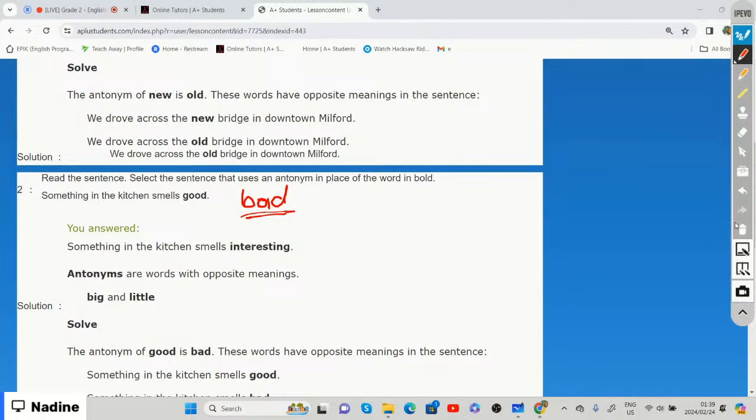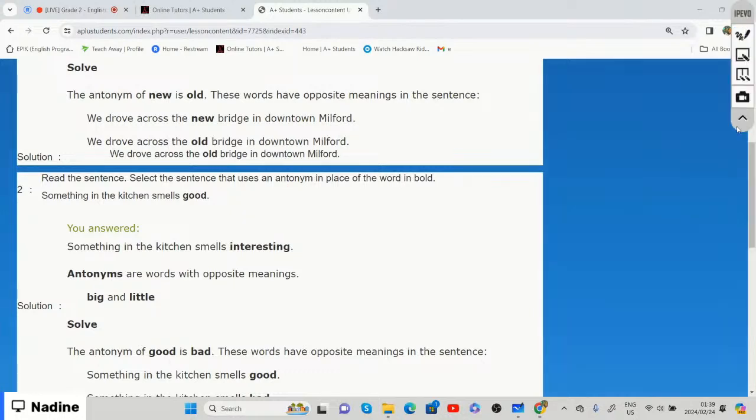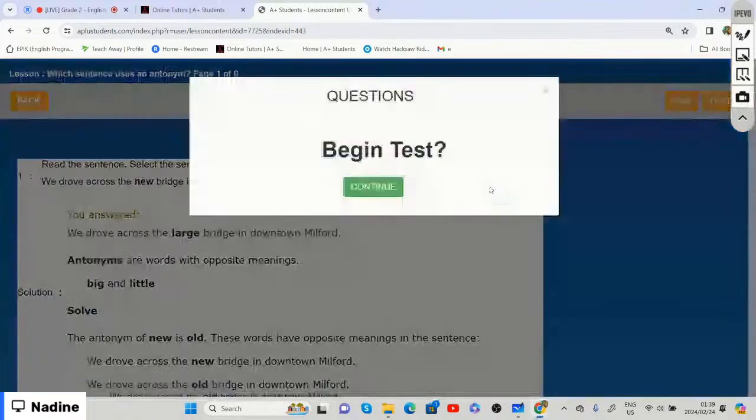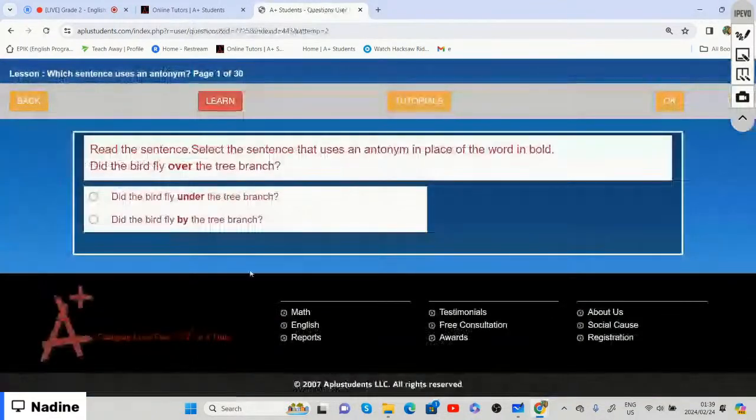All right, so now we're going to our test. We need to read the sentence and then select the sentence that uses an antonym in the place of the word in bold. So, did the bird fly over the tree branch? The word over. We need to find the antonym of the word over. Is it, did the bird fly under the tree branch or did the bird fly by the tree branch?